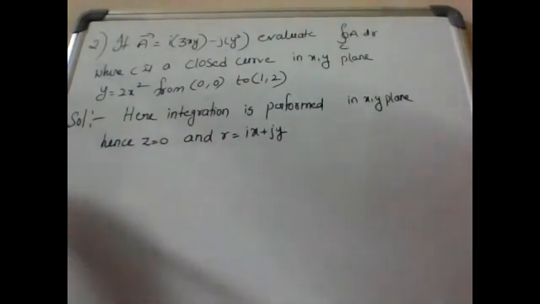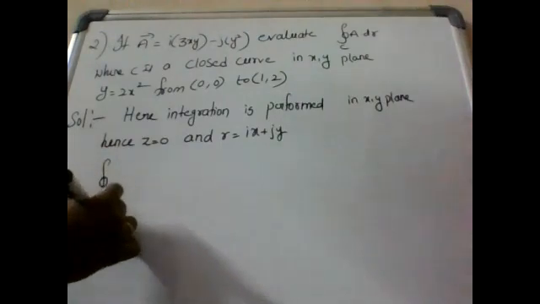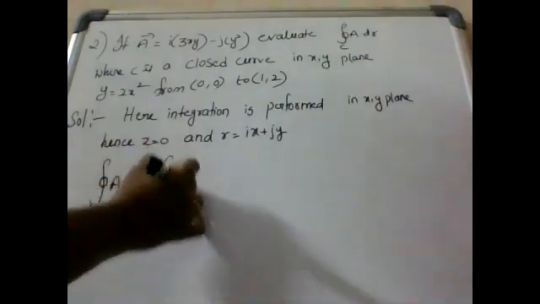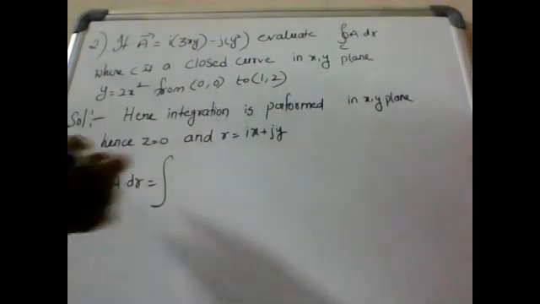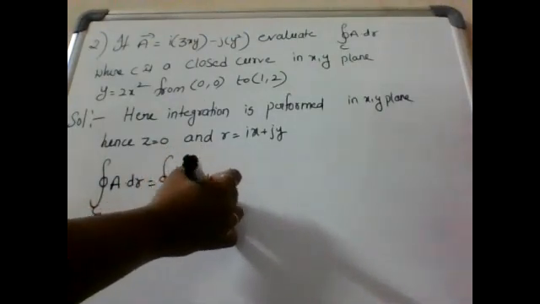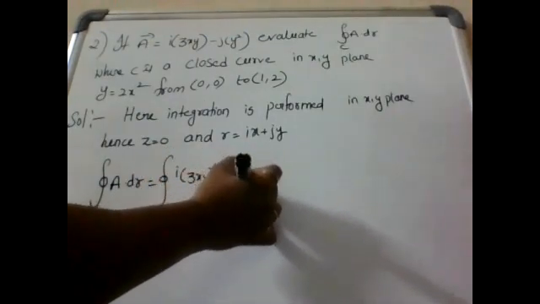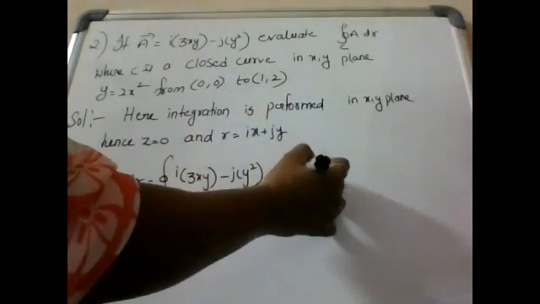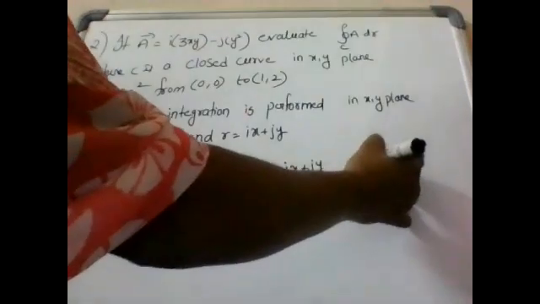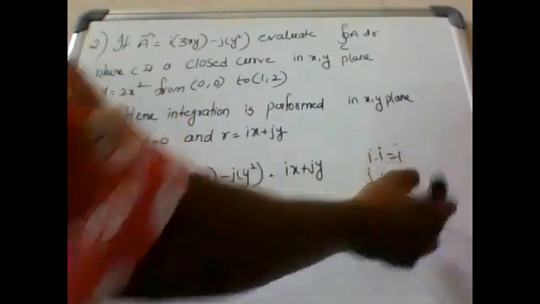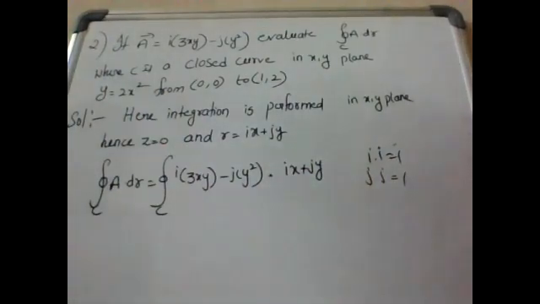So after that, integration a dot dr equal to, what is the a bar? I into 3xy minus j into y square dot, what is the dr value? Ix plus jy. So we know that I dot I equal to 1 and j dot j equal to 1. Remaining I dot j equal to 0 and j dot I equal to 0.